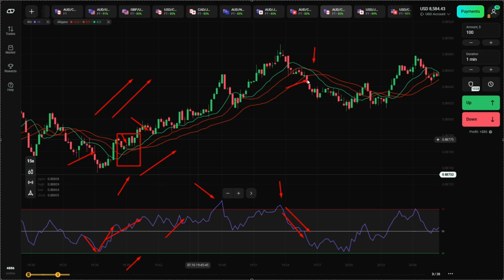The RSI was in the overbought area, so that's a signal for a downward move. As we can see, it was dropping at the time of the crossover, which is a signal for a downward move. If we had entered on this candle, we would have caught this drop and won the trade right away. I hope this is clear.